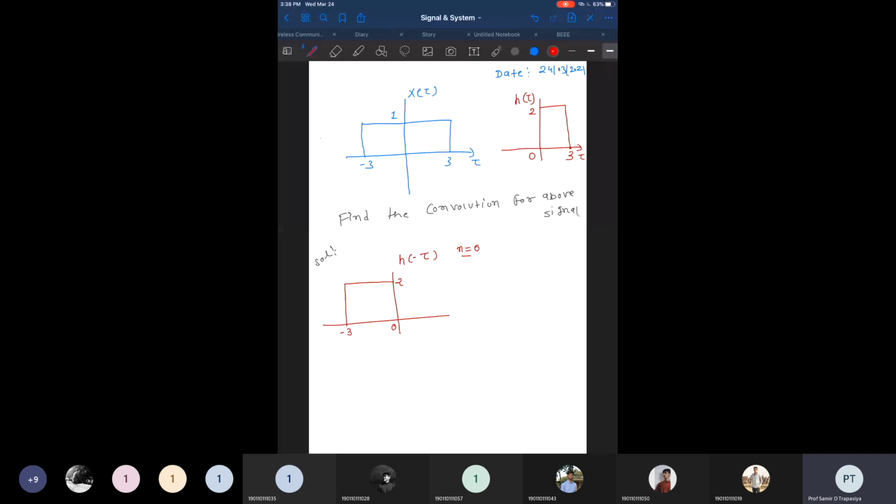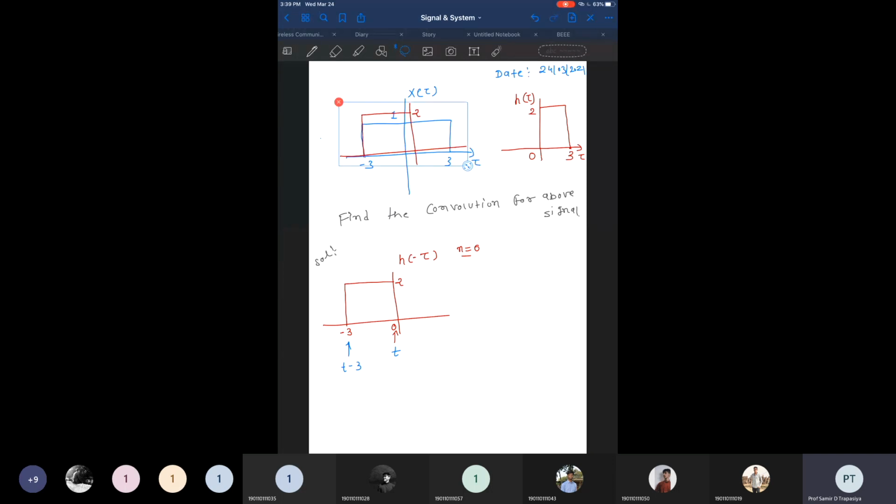Now, if we try to overlap this with x of tau, there is already overlap. This point is the point t, and this point starts after some time interval 3, so this point is known as t minus 3. But we cannot directly overlap this h of tau with x of tau. I will show you. Let's take a copy and paste it here. We cannot directly overlap the signal.